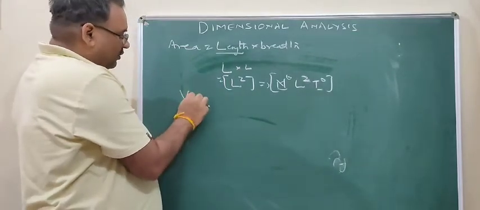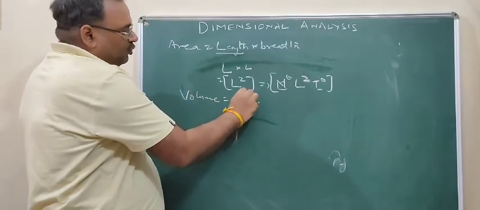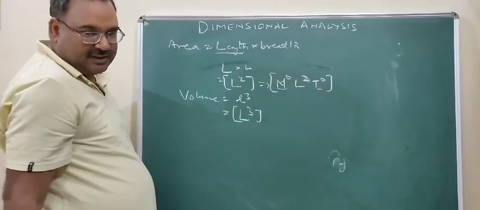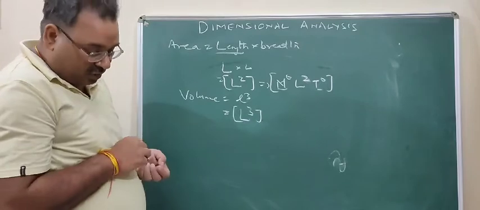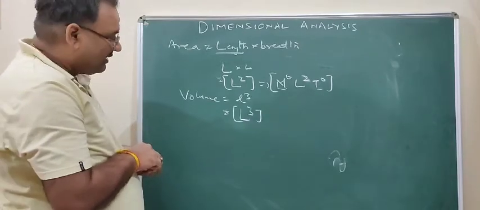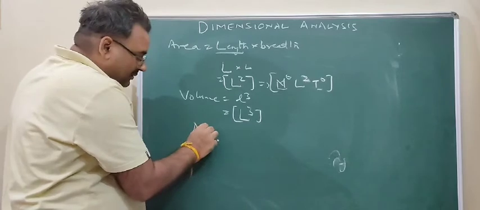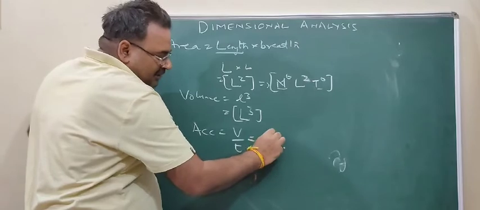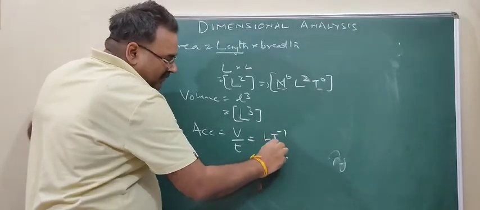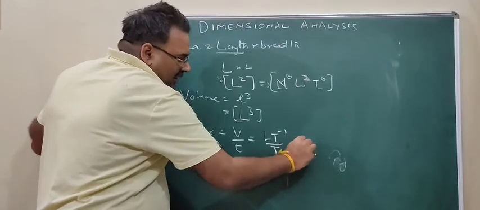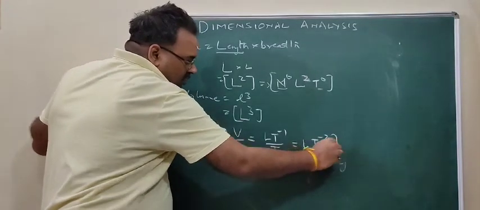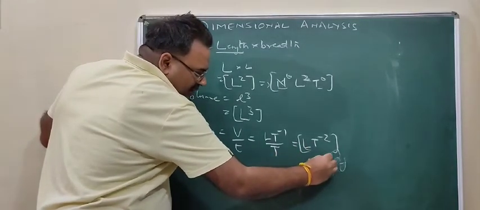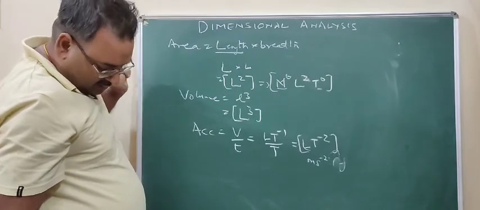Similarly, volume formula is L cube. So dimensional formula L raised to power 3. Okay. Then we have talked about velocity. The next one is acceleration. Acceleration is velocity upon time. Now what formula did we get for velocity earlier? LT minus 1 upon time. So this becomes LT raised to power minus 2. From this we can get the unit also. Length unit meter, time unit per second square. So meter per second square.